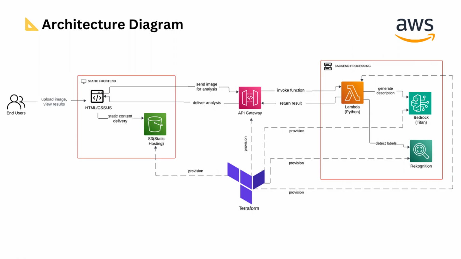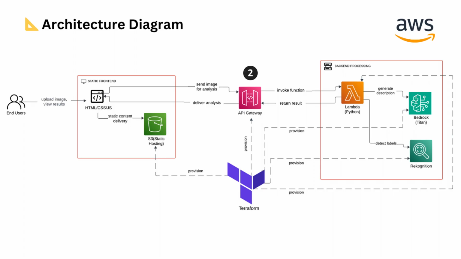Now, this architecture is fully serverless, which means no servers to manage and you pay for what you use. First, the end user interacts with a web front end built using HTML, CSS, and JavaScript. Now, this static website is hosted on Amazon S3. Here the user will upload a picture, for example, a photo of a dog playing in the snow. That image will be sent through API Gateway, which is like the secure front door to our application.